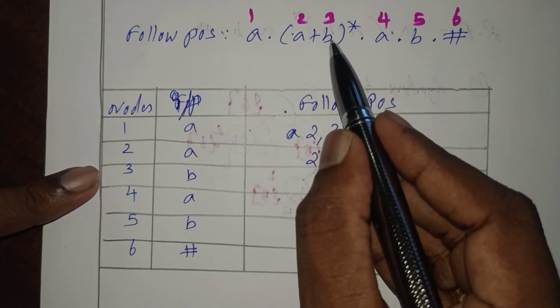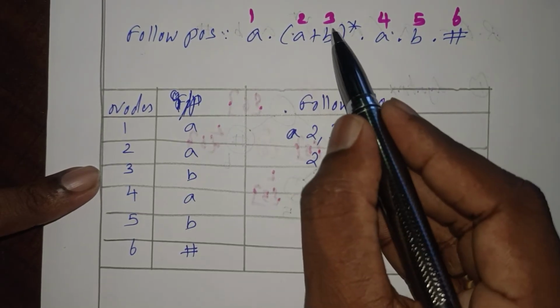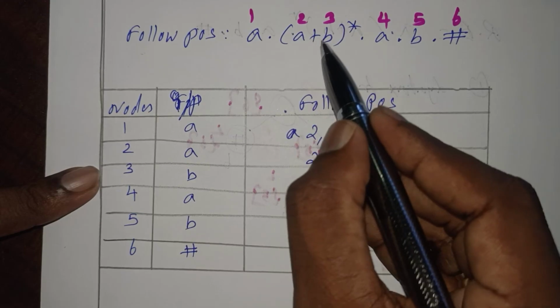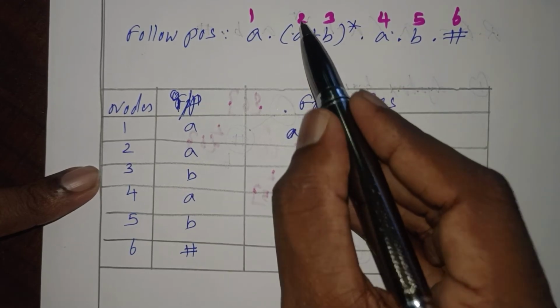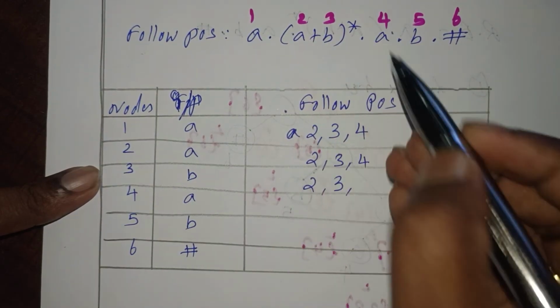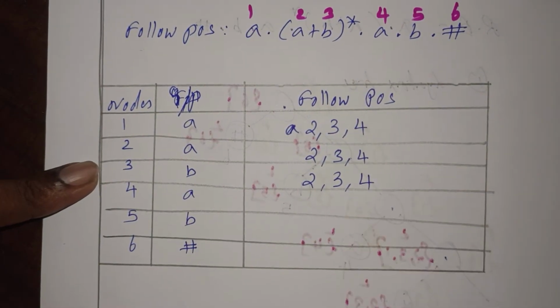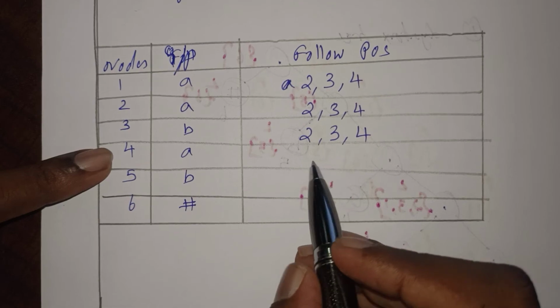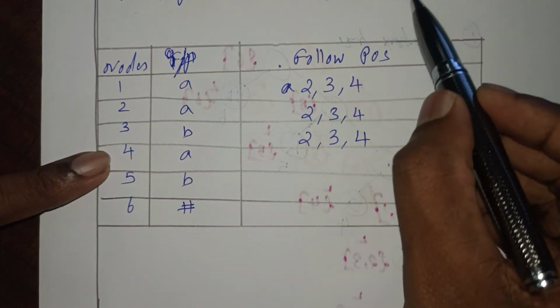So what are all the follow positions? It has 2, 3. Why? Because it has a closure, the value (A plus B) the whole star. So I will take this 2, 3. If we have a closure, it will depend on the next node also. Then it is 4. Now you will understand the same process, because there is no closure here.